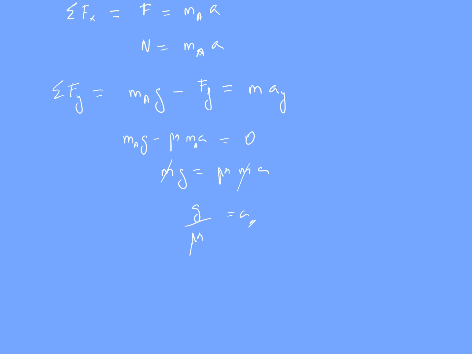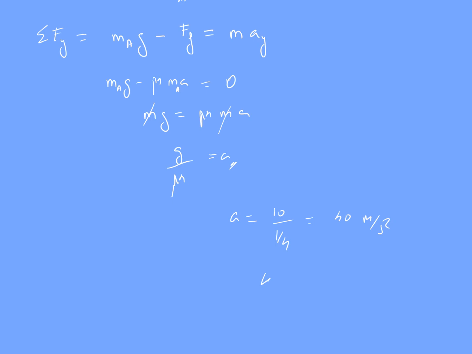So if mu is 0.25, the acceleration is 10 divided by 1/4, which is 40 meters per second squared. So it's changing by 40 meters per second every second. Wow, it's a big acceleration. Your car cannot do this acceleration, even if you press to the maximum.